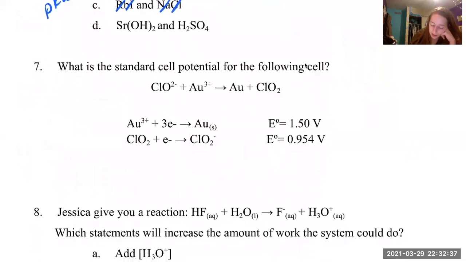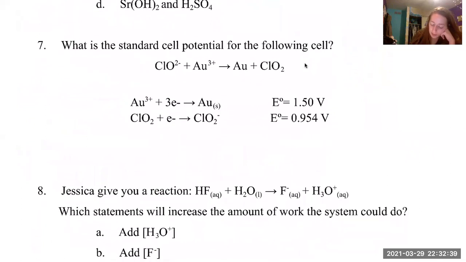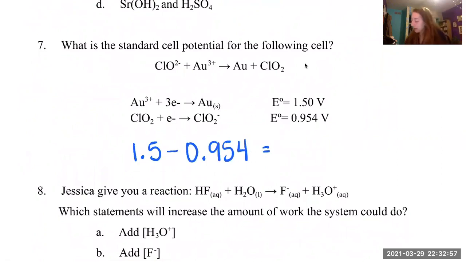Number 7, it's just asking the cell potentials. So all we need to do is take 1.5 and find the difference between these. So we're going to do minus 0.954. And so that will give us an answer of 0.546 volts.